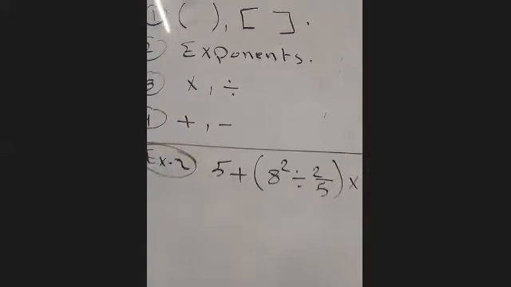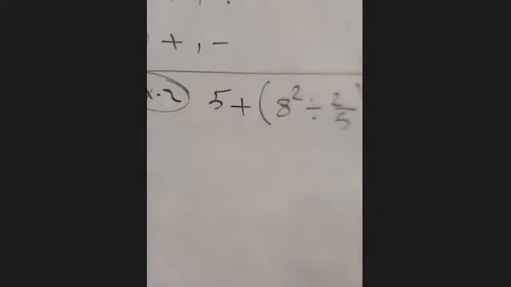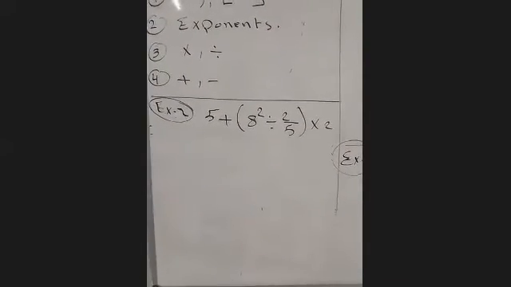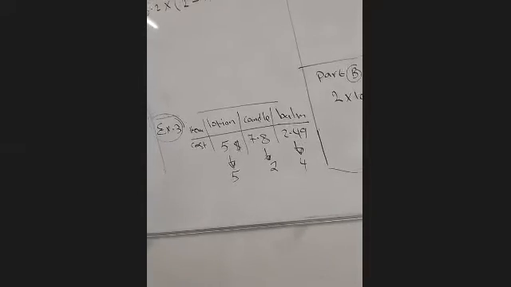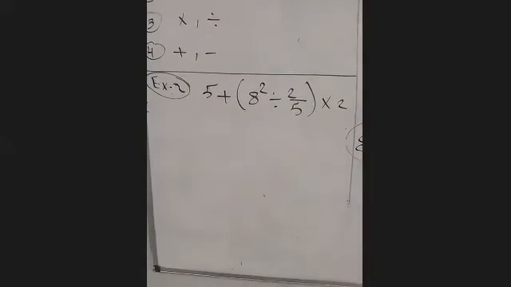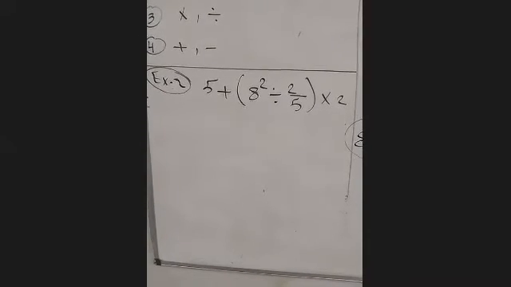Today we'll do more examples and exercises from the lesson, and we'll start with example 2. In the previous lesson, we did example 1 and the check, right? Yes. Example 2, Ahmed, read. Page 270, guys. Evaluate numerical expressions. Evaluate 5 plus parentheses 8 to the power 2 divided by 2 over 5 in parentheses, multiplied by 2.